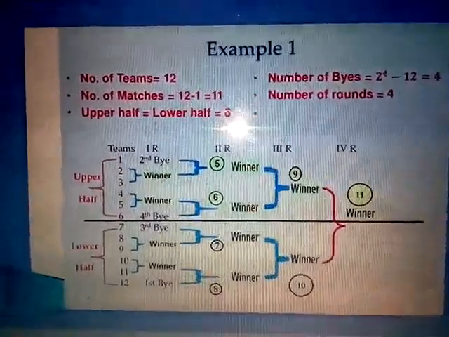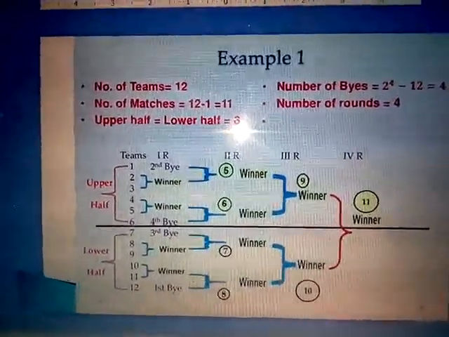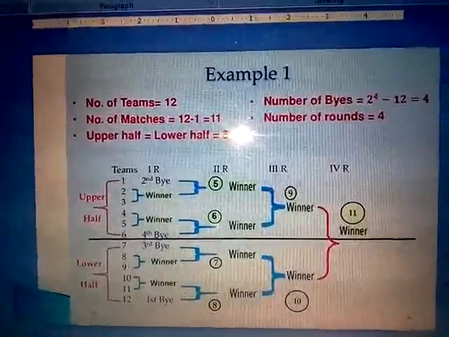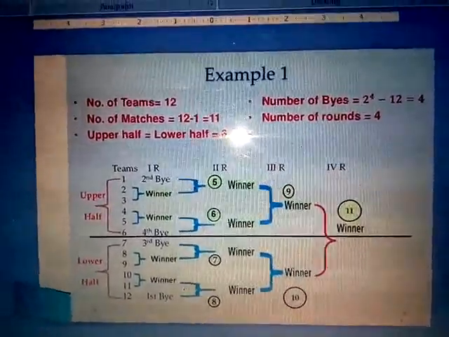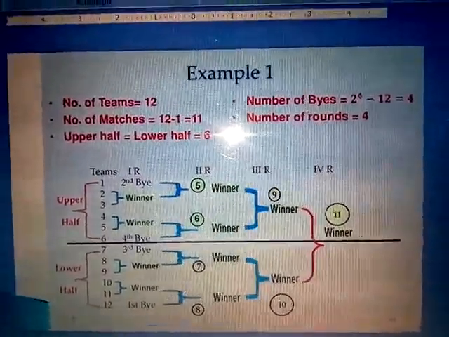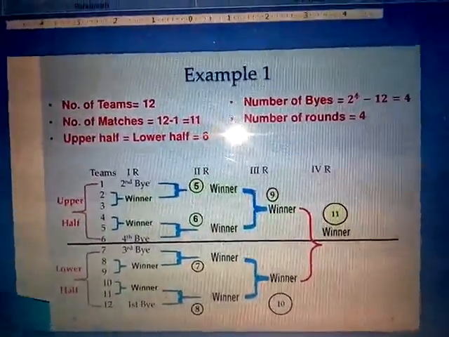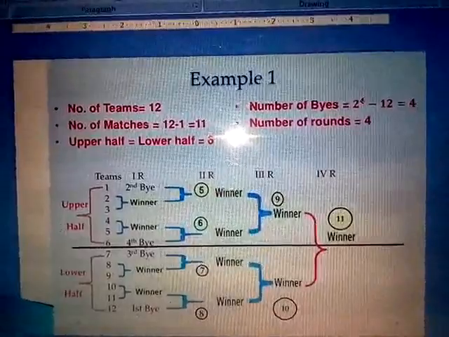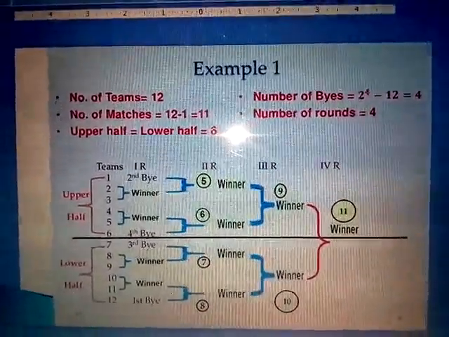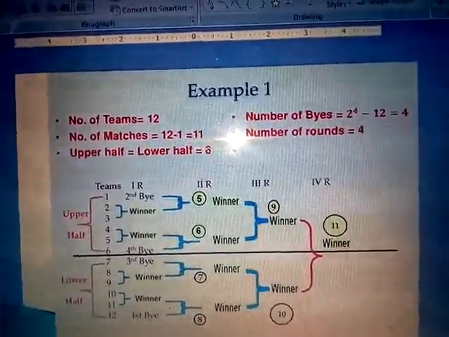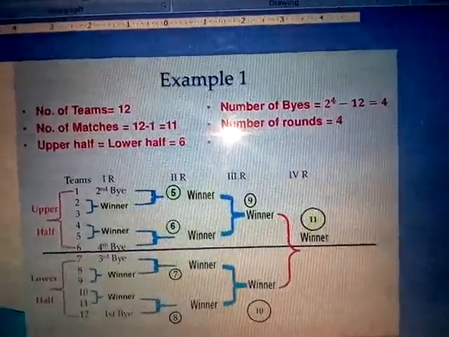16 minus 12 is equal to 4. That means 4 byes have to be given. In this slide we have already given the 4 byes. Number of rounds: you can count how many rounds there are. The number of rounds is 4. The total number of matches is 11. This is the example for the odd numbers.